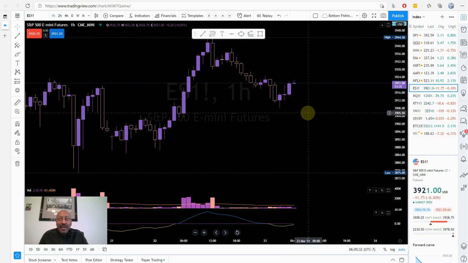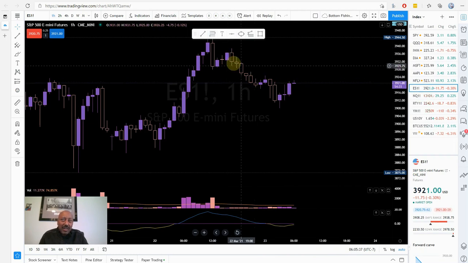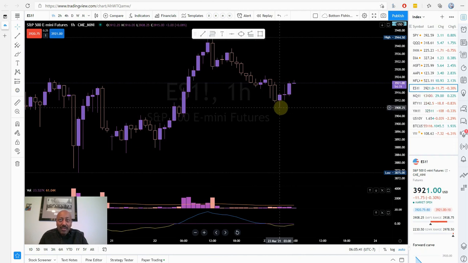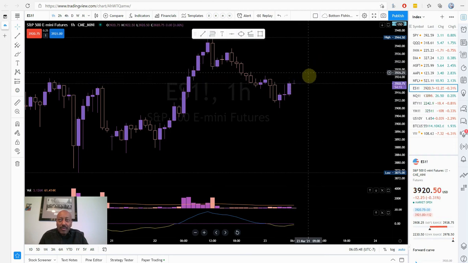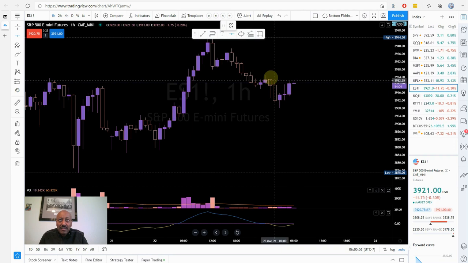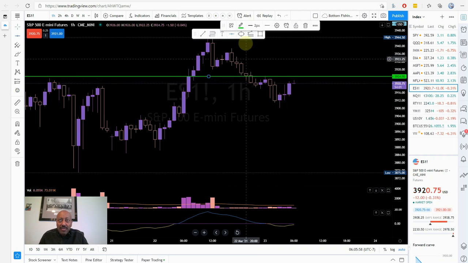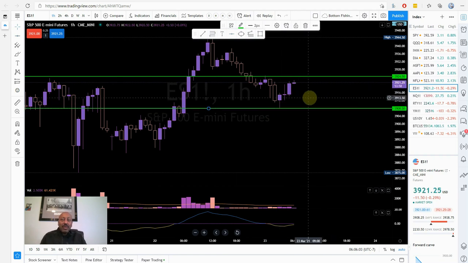I start with the ES on my hourly chart, and it looks like we're making a new higher low, but that's yet to be seen when the cash market opens. Do we open higher or are we going to go lower? So based on these two levels, here I'll add some support and resistance levels there. Based on these two levels is where I take my action.